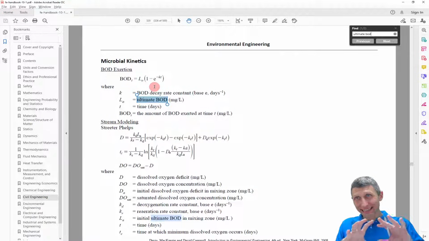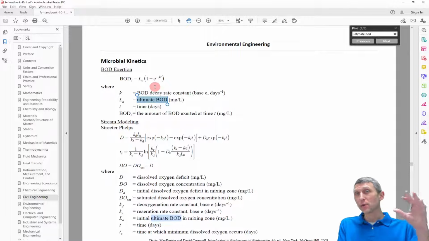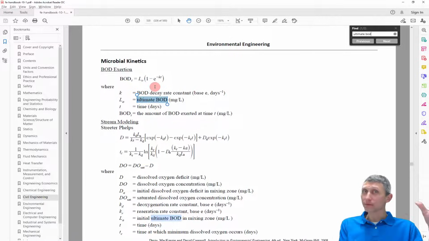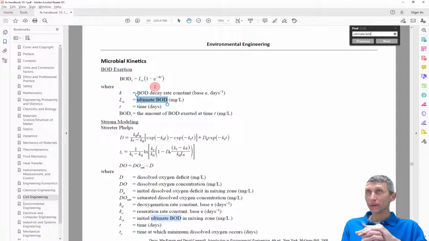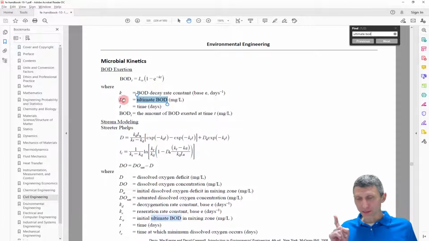That's why I'm trying to get, the environmental section's so big that there's a separate environmental FE. This is not intended to be an environmental FE review by any means. Okay, but hopefully it gets some of the basics. But what we're seeing here is that L naught is that ultimate BOD that we're looking for.